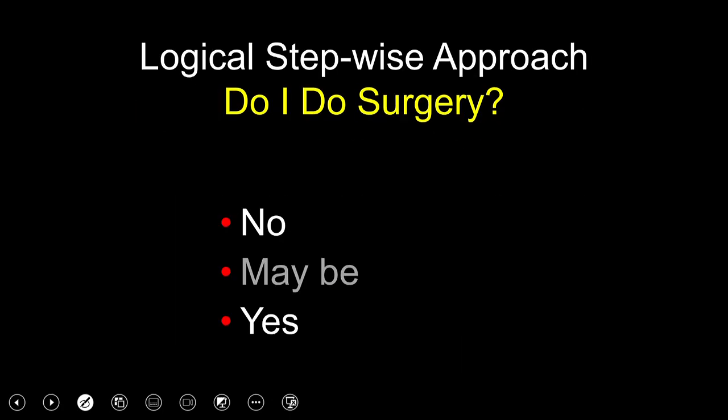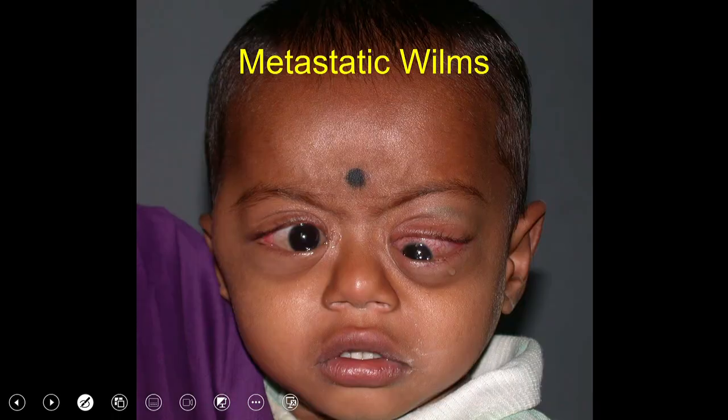So when you go through this approach, you have three conclusions. What do I do? Do I say no to surgery? That's a very clear answer. Of course, you won't do surgery in certain situations. I'll show you which. In certain situations, you'll definitely do surgery. And there are some gray areas where, depending on your competence and the facilities that are available, you may or may not do surgery.